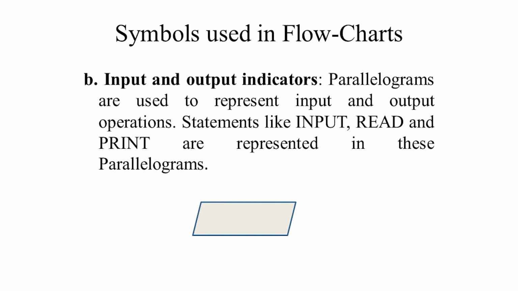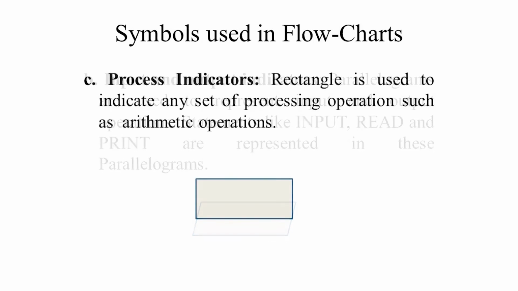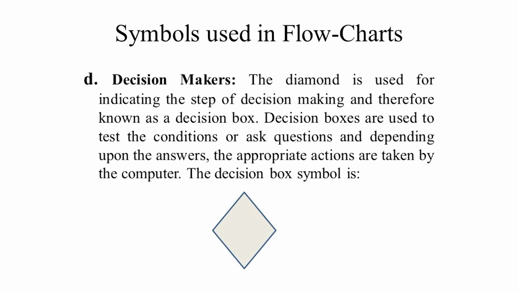The next symbol used here is the rectangle. The rectangle is used as the process indicator, which indicates any set of processing operations such as arithmetic operations. Then the next symbol used here is the rhombus, or you can even refer to it as the diamond symbol, which is called the decision maker.